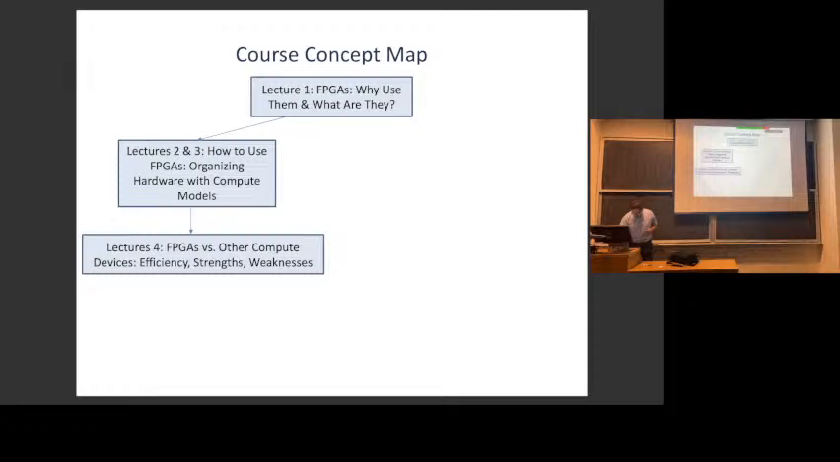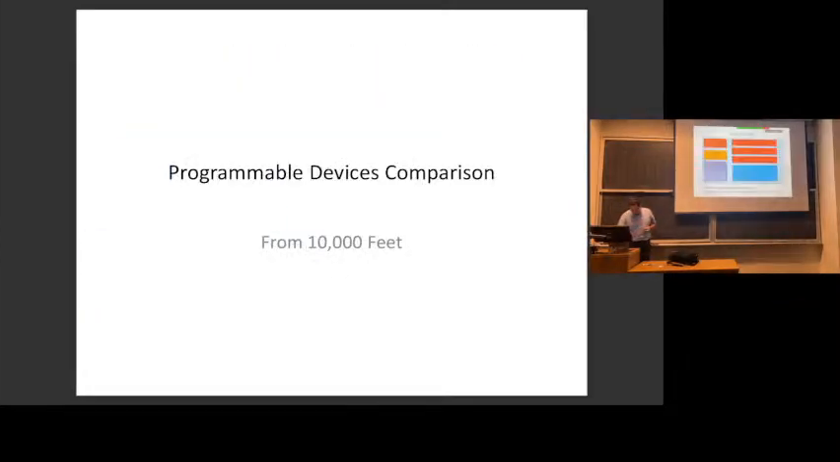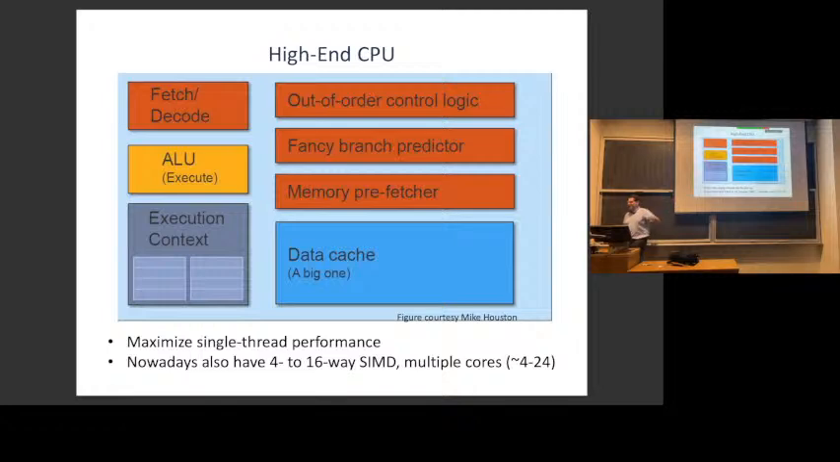Okay, so let's compare these programmable devices from 10,000 feet. We've got ASICs, which we talked about earlier. These ones are all programmable. So, high-end CPU. There are multiple kinds of CPUs, right? There are low-cost ones that are relatively slow, low parallelism, but also low power and cheap. And then there are high-end CPUs that are intended to run programs fast. That's what I'm talking about here, but they're more expensive, with more area and more power.